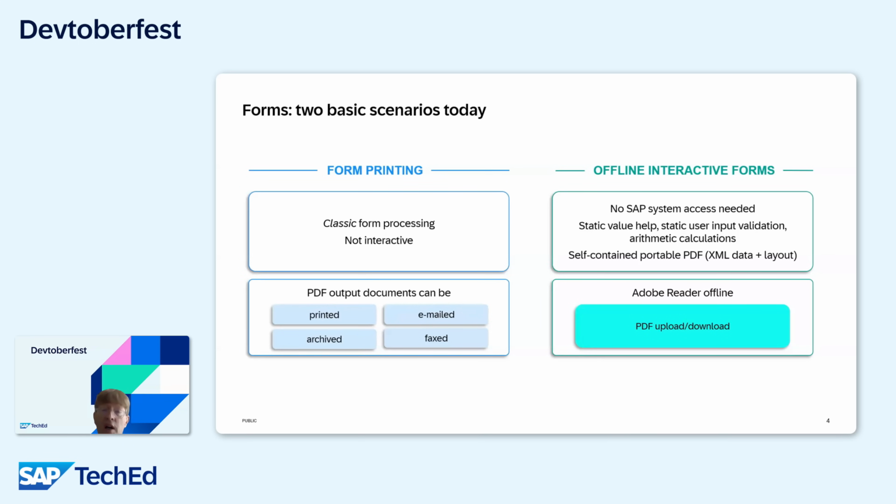You can also work with interactive forms. That's a minor scenario. We no longer support the online interactive forms where you need an Adobe plugin in the browser. But what you can do is create offline interactive forms, so you can enter data in the forms and the back end is updated with the data from the form at a later date. But we're going to be focusing mainly on forms printing because that's what most customers use it for.